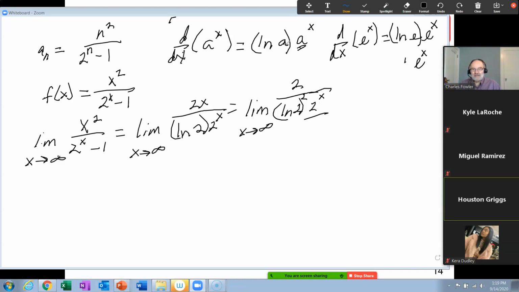Okay, now let's look at what we've got down here. The limit of 2 is just 2, and the limit of this denominator is still going to infinity. And what is 2 over infinity? 0. So sure enough, this is going to 0.